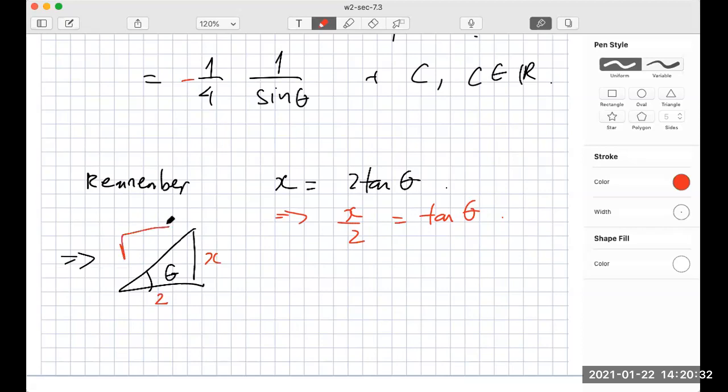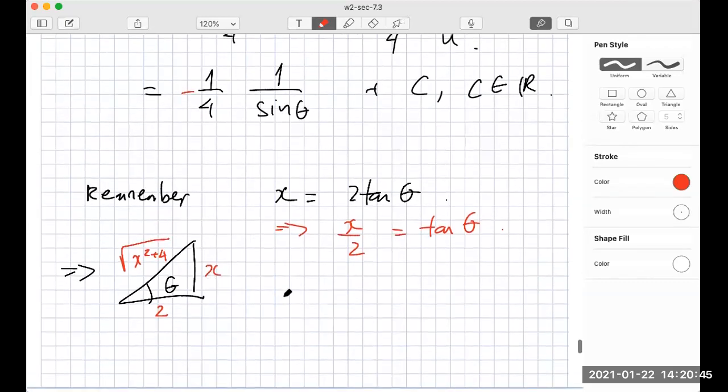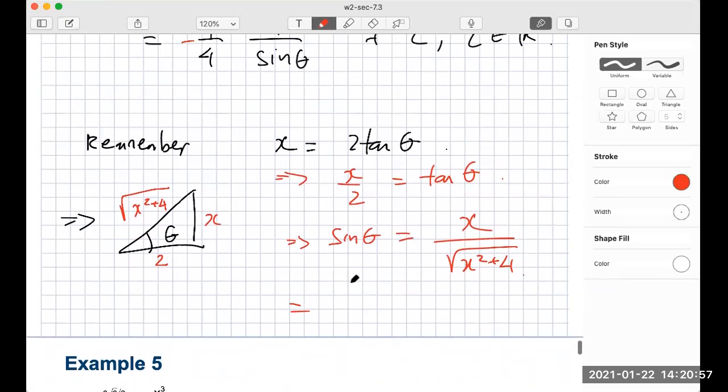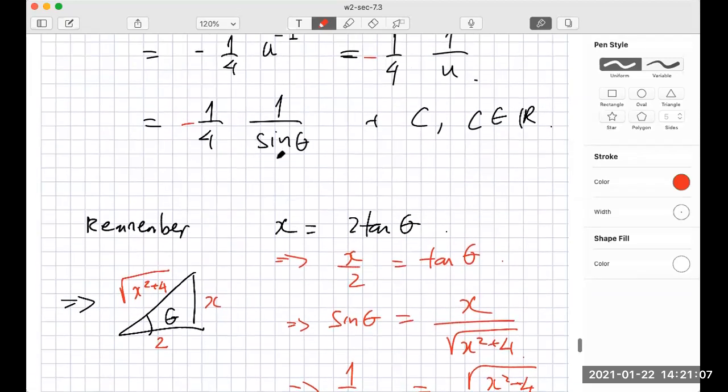And what is the hypotenuse here? Very good, right? From this special triangle, what is sine of theta? Very good. So sine of theta is equal to this. Therefore, 1 over sine theta will flip, right? And it will be square root of x squared plus 4 over x. And we will replace it here.